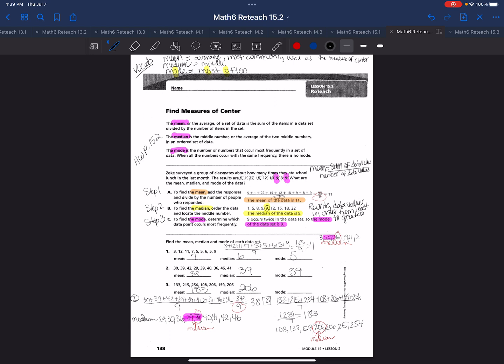And then the mode. What is occurring the most often? And 206 is occurring the most often. So 206 is my mode. So that is our lesson for Module 15, Lesson 2 for Grade 6.